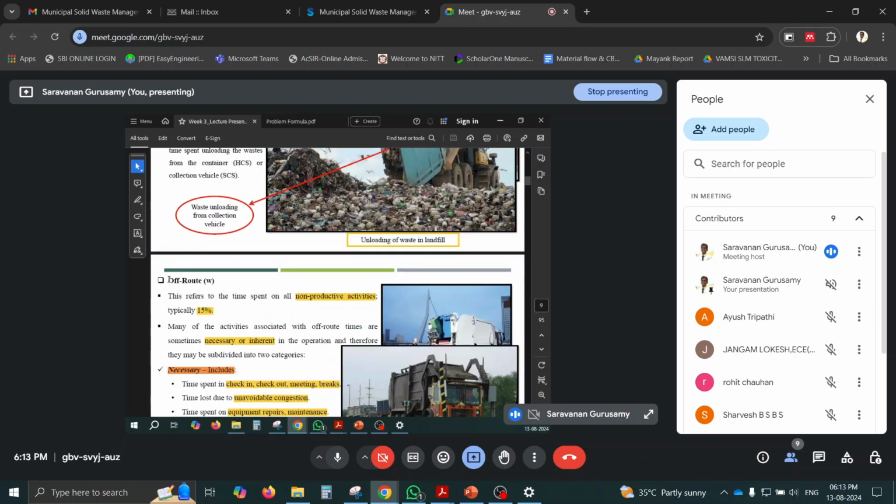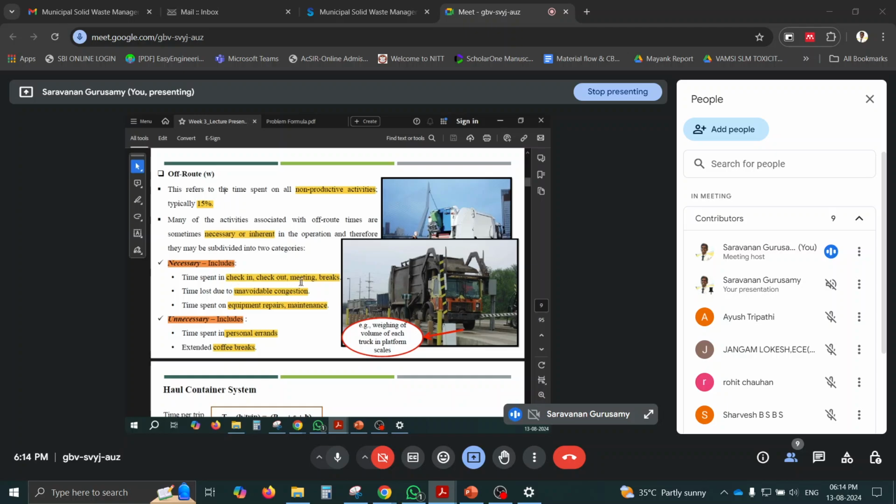Then finally, off-route time. Off-route time is somewhat miscellaneous, we can say. Usually we take 15% as off-route time, which includes some non-productive activities like check-in, check-out, meetings, and unavoidable traffic congestion. If we end up in traffic, that will add time to the travel, and then equipment repair and maintenance if anything happens.